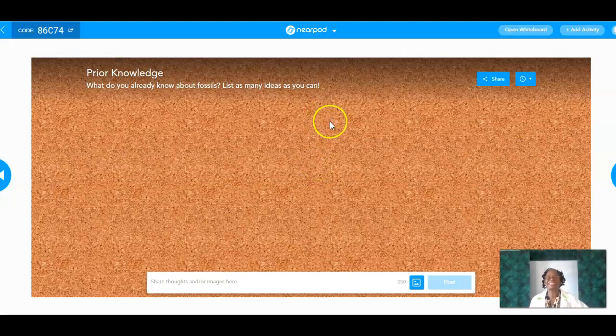But this is how you would access prior knowledge. You would ask what you already know about fossils and list as many ideas as you can. You play around with it and you'll see what happens. And then after the students put in what they already know about fossils, trying to figure out their prior knowledge, you can discuss it with the entire class. That's the fun part.